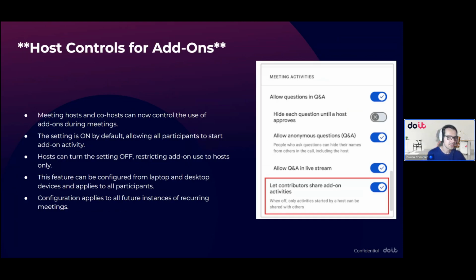Google Meet now has some host controls for add-ons. Meeting hosts and co-hosts will now be able to use add-ons during the meeting. Hosts can turn these off and restrict add-on use to hosts only. This feature can be configured from a laptop or desktop and applies to all participants. When you configure this, it's going to apply to all future occurrences of this meeting as well. Again, this type of control would be configured on the Google Meet session of your Google Calendar, customizing the host and co-host controls there.